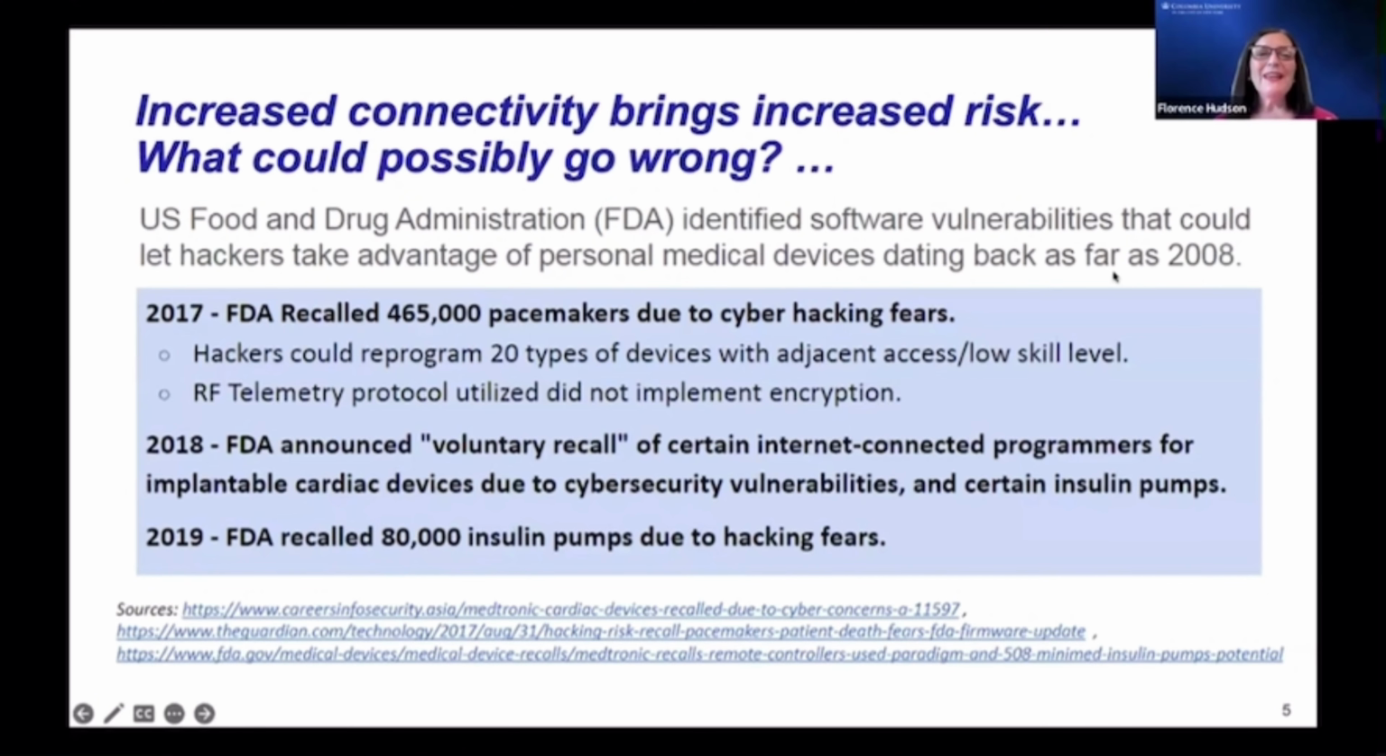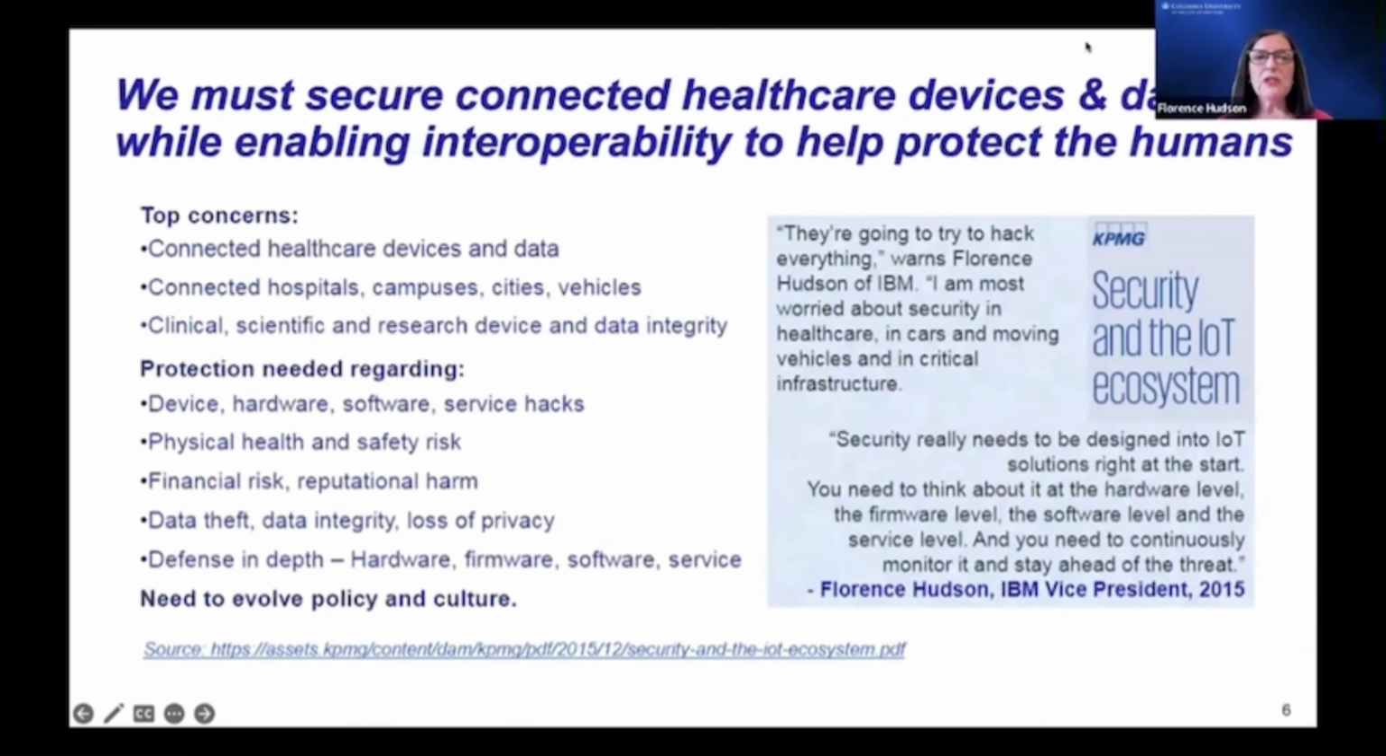So way back as far as 2008, the FDA identified software vulnerabilities that could let hackers take advantage of personal medical devices. In 2017, they recalled 465,000 pacemakers due to cyber hacking fears, where hackers could reprogram 20 types of devices with adjacent access, low skill level, and like within 50 feet of you. So as I say, well, if you're sitting in a movie theater, if you're walking through a mall or wherever you are, how many people do you trust that are within 50 feet of you? How do you know? And then in 2018, a voluntary recall on certain insulin pumps, implantable cardiac devices, and then another recall in 2019, and the list continues. And these are not like cute little companies that are doing this for the first time. These are vendors you know and trust. So this is an issue we need to deal with across all of our technologies.